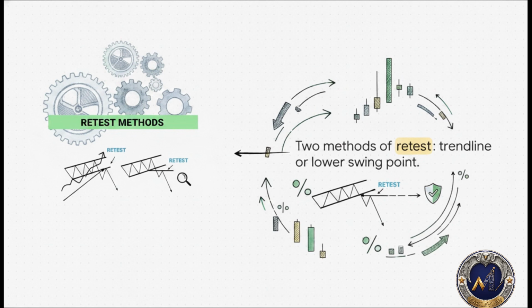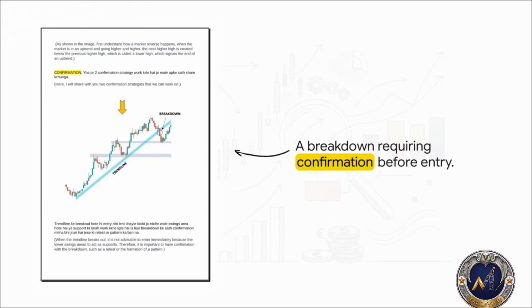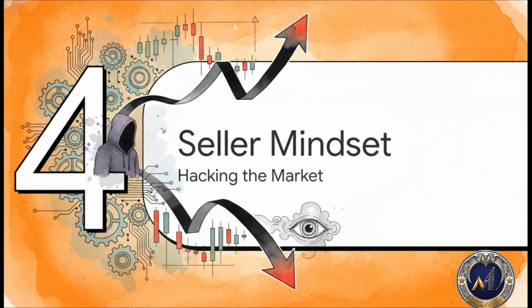Let me tell you, when used correctly, waiting for these retests boasts an impressive accuracy rate of around 80 to 90%. When a trendline breaks out or breaks down, it is absolutely not advisable to enter immediately. Remember, the lower swing areas act as strong supports that need to be cleared. Therefore, you must have confirmation along with the breakdown. You need to see a proper retest or the formation of a reliable candlestick pattern before even thinking about an entry.